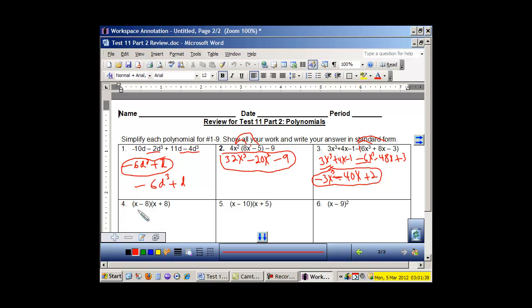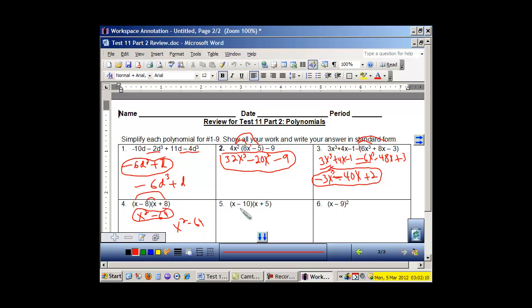Okay, this is the opposite. So we're going to have x squared, 8 times 8, 64. The opposites of two squares. The x's will cancel out. That's negative 8x. That's positive 8x. So those x's will cancel out. So you just got x squared minus 64.